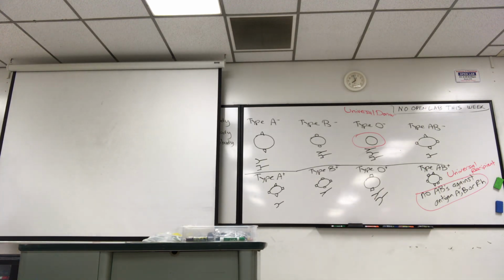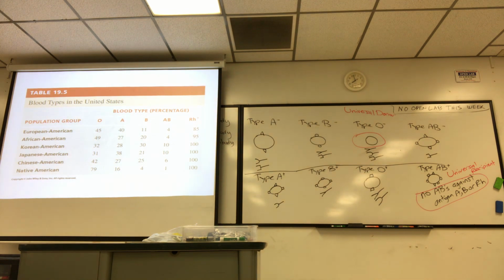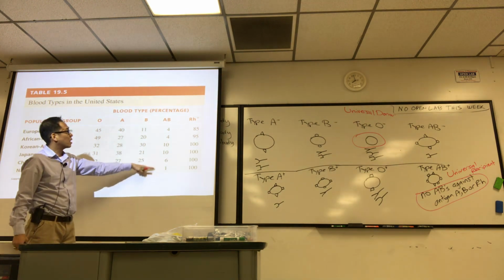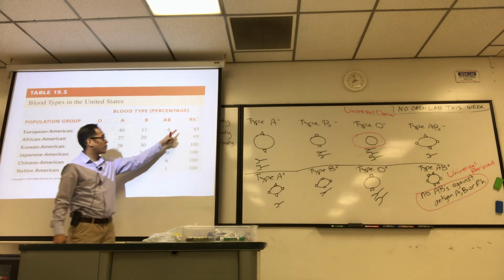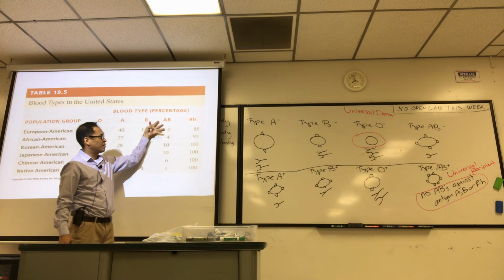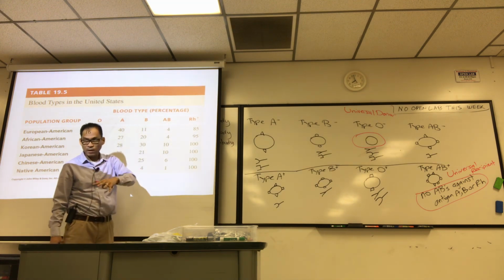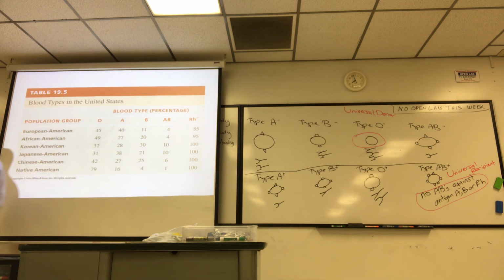It's just good to know about it, though. I'm going to go back to that slide that had the percentages. All right, so the ABs, you can see, is a very low percentage. And most people are RH positive. So a very low percentage of people are AB, and there's a very low percentage of people who are RH negative. So it's very rare. But let's know about it, okay?